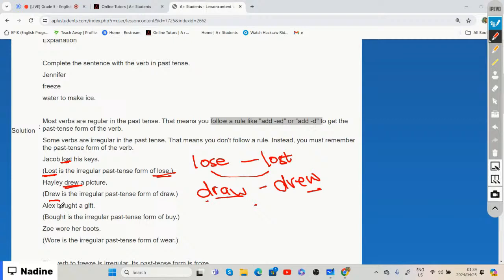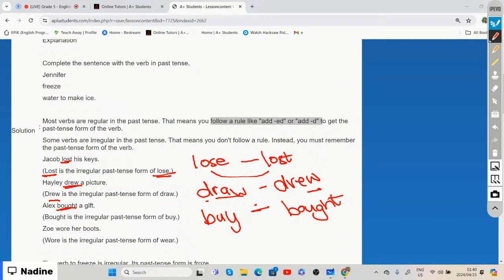Alex bought a gift, right? And bought is the irregular past tense of buy. So I buy cologne. Last week, I bought a bag, right? So it changes from buy to bought.